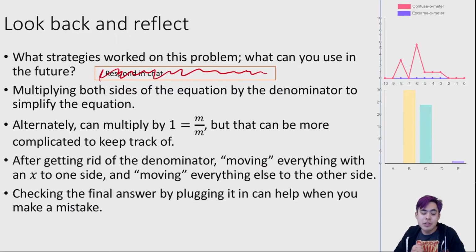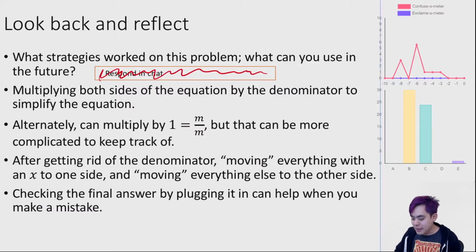Then after you get rid of the denominator, we moved everything with an x onto one side and moved everything else to the other side. By moving, we of course mean subtracting it on both sides. And then, importantly, we check the final answer by plugging it in, because that can help when you make a mistake, which happens to the best of us.